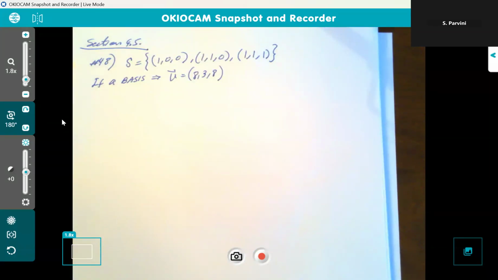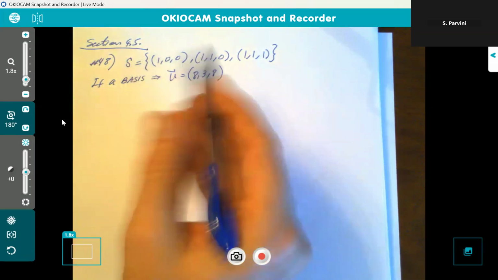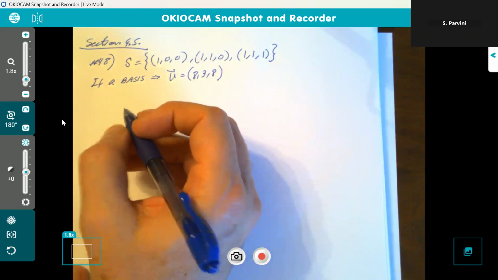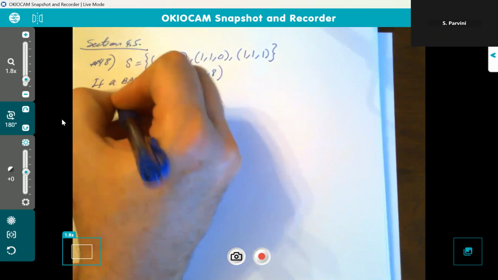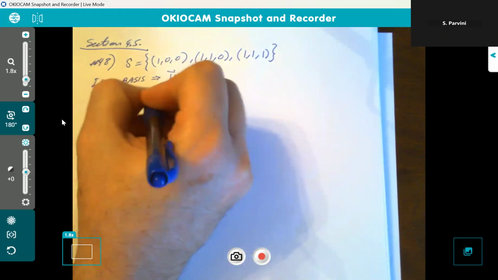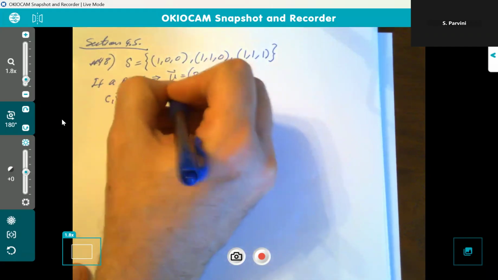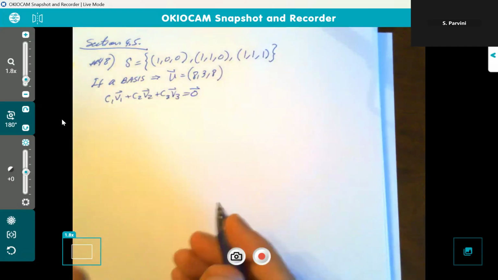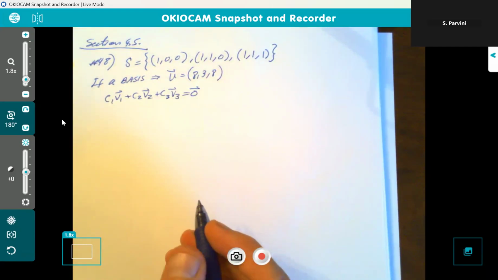Now, let's take a look at number 48. In number 48, I have the set S. So what do I need to do? Let's do the linear combination of these: C1 V1 plus C2 V2 plus C3 V3, and we're going to set that equal to 0. That's all we've been doing mostly in this section, right?